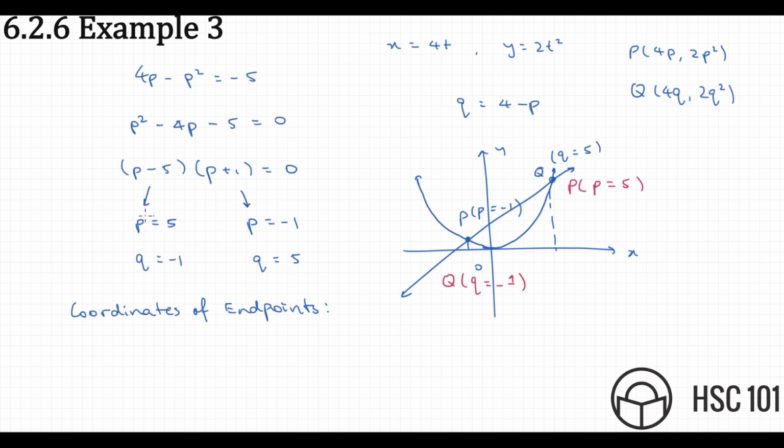So naturally, if I go with the first set, this is going to go with my pink labeling. If p is equal to 5, as in the parameter p is equal to 5, then we're looking at 4 times 5, so that's going to be 20, comma 2 times 5 squared, so that's going to be 20, comma 50. And my second endpoint, given by q equals -1, is going to be -4, comma, 2. That's just taking q equals -1 and substituting that into 4q, comma, 2q squared. So that's what we have for the coordinates of the endpoints.